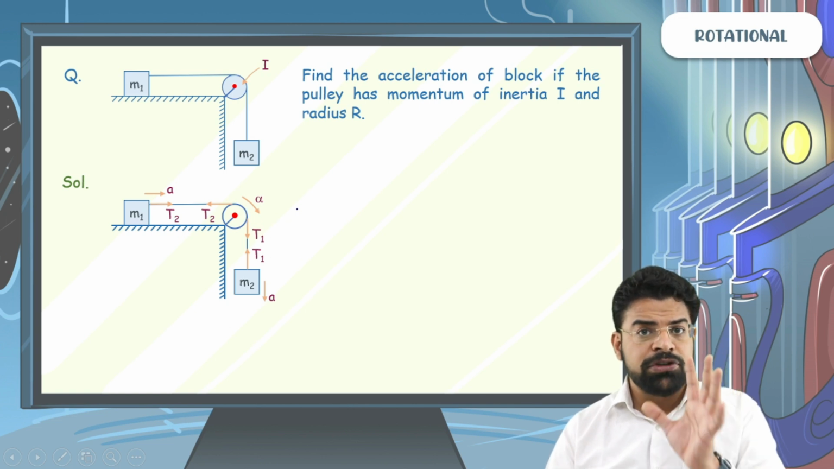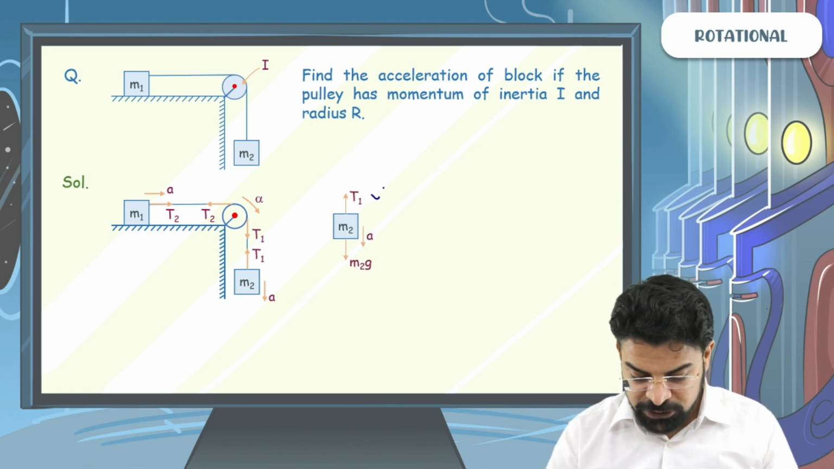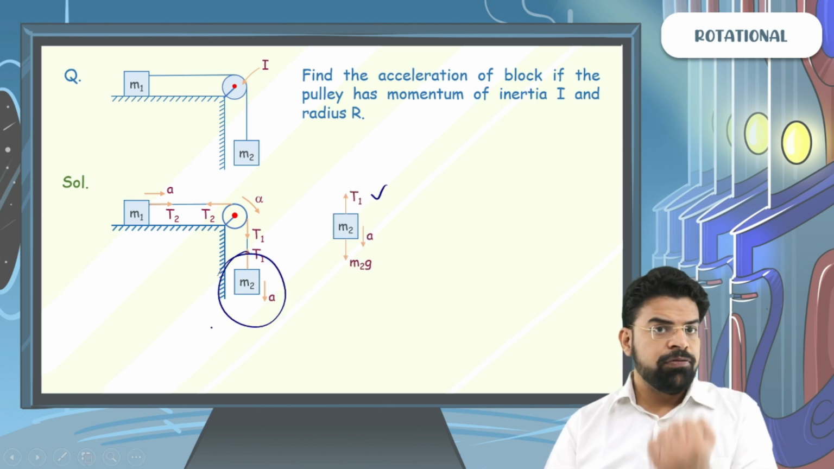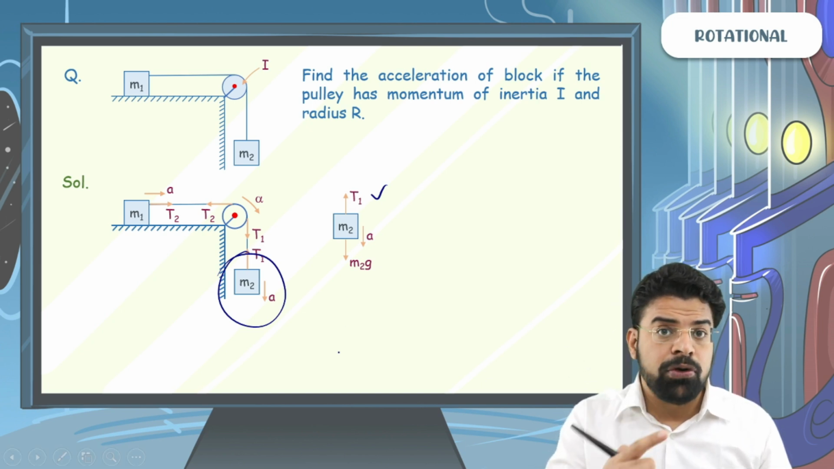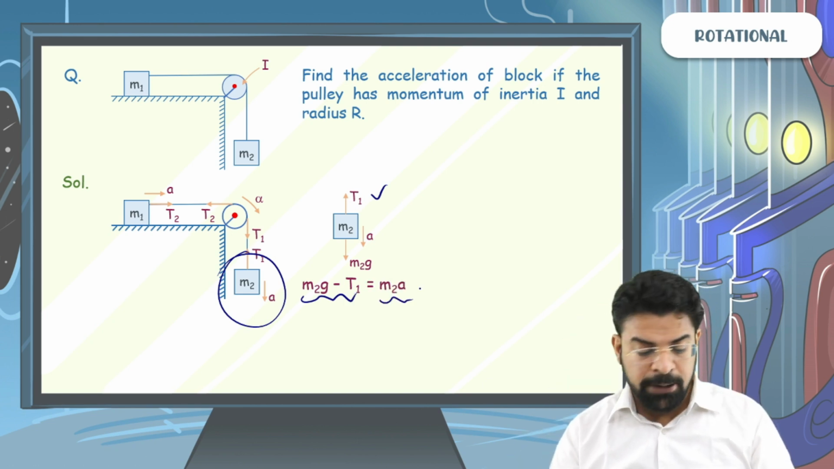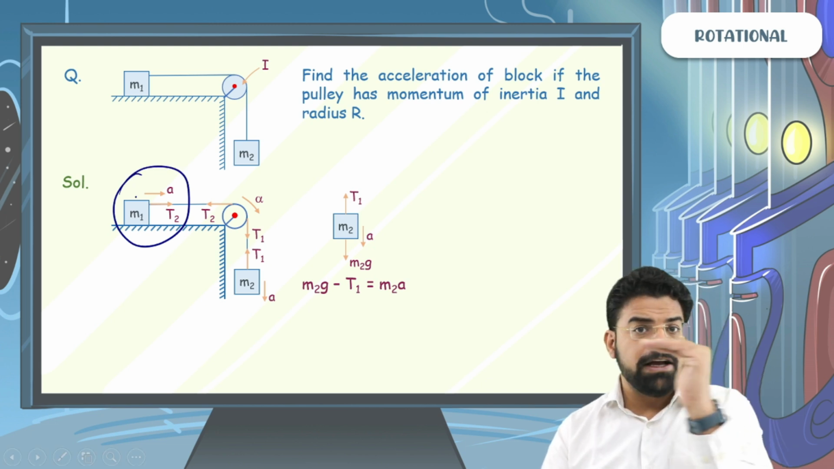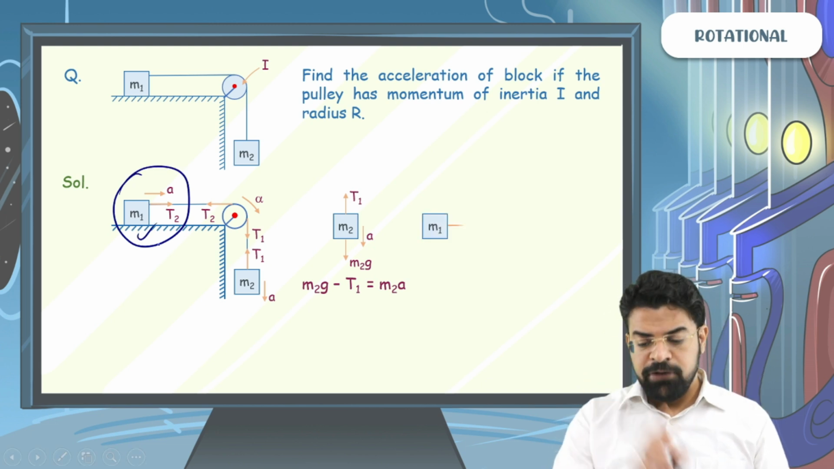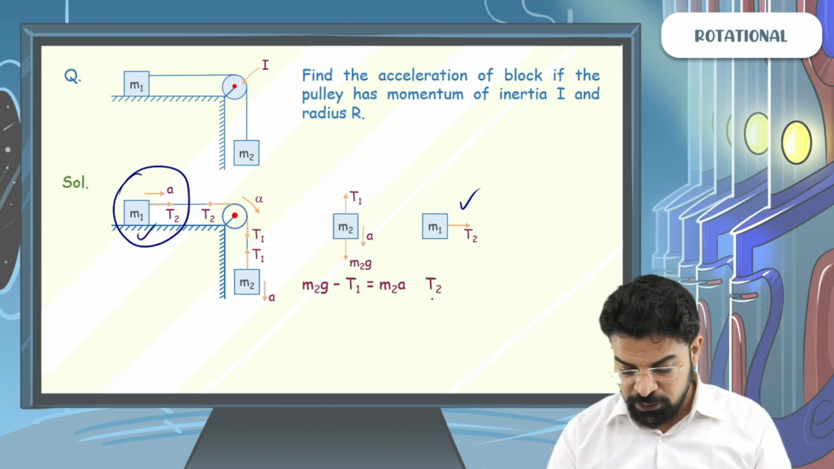You can write the force equation on both the blocks and the torque equation on the pulley. So doing it quickly one by one. First of all, look at the block m2: downward force m2g, upward force T1. So I will write the force equation as m2g minus T1, the net force in the direction of acceleration, equals mass m2 into acceleration a. Now look at the forces in the direction of acceleration on m1. On m1 there is only one force, the tension T2, so you will write T2 equals m1a.